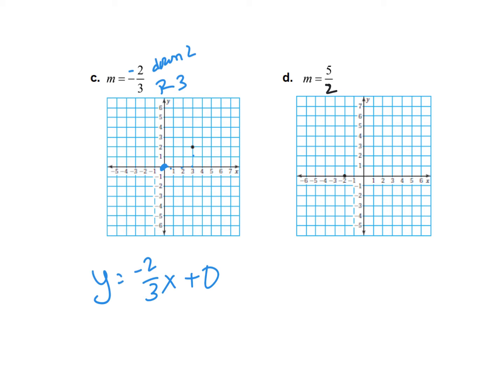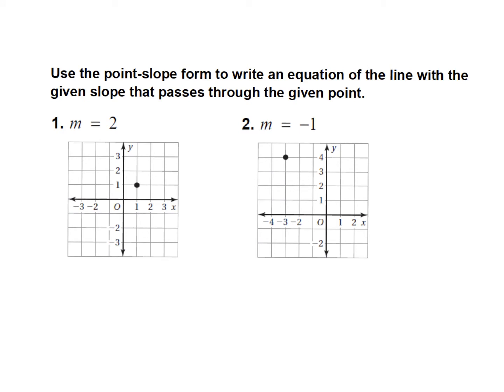Letter D, I'm going to go up 5 and to the right 2. So start here, up 1, 2, 3, 4, 5, and to the right 2. And again, right away, I hit the y-axis, so I can stop. Y equals 5/2x plus 5. So graphing it is one way to do it.